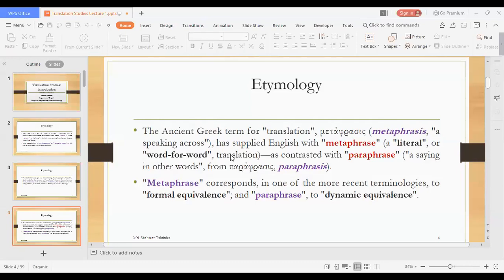Now, here, it says metaphrase corresponds in one of the more recent terminologies to formal equivalence and paraphrase to dynamic equivalence. In future, we will have some chapters on equivalence and equivalent effect. So we'll be discussing equivalence and equivalent effect in our coming lectures. But here, just for your basic understanding, when you say word for word translation, that means you have to be very much formal.